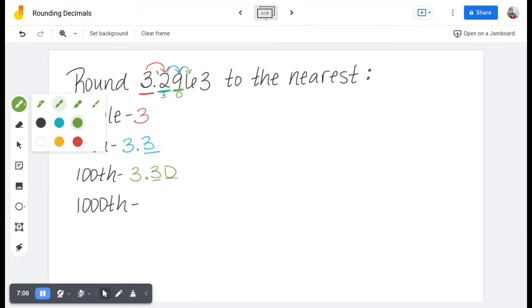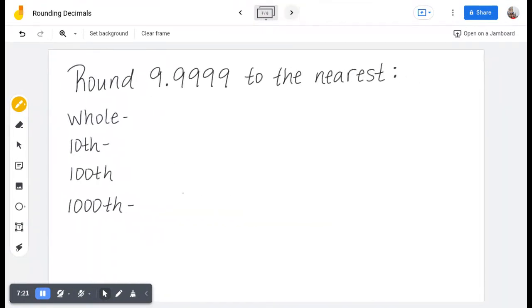And then thousandths. Thousandths is your 6. Look to the right. 4 or less, let it rest. So that's going to stay a 6. 3.296. Last one. Whole bunch of 9s. So this one is about remembering to put the 0 and carrying the 1 when it's required. Okay, so starting with your whole.